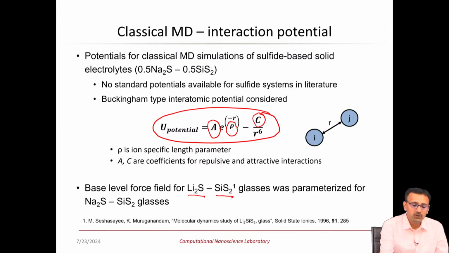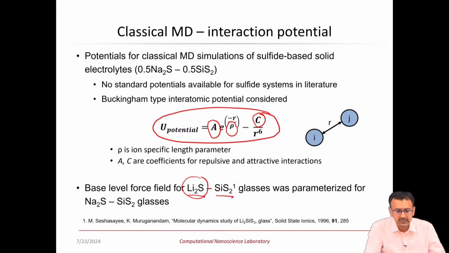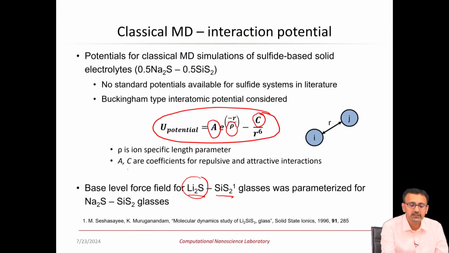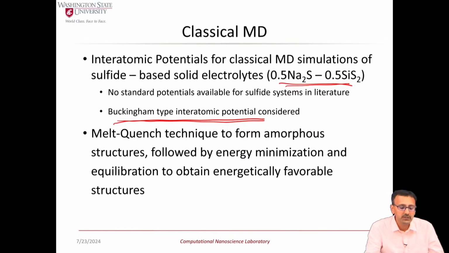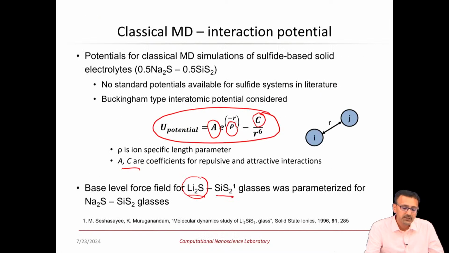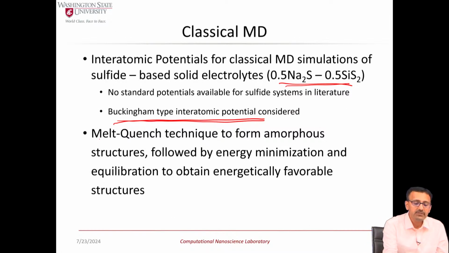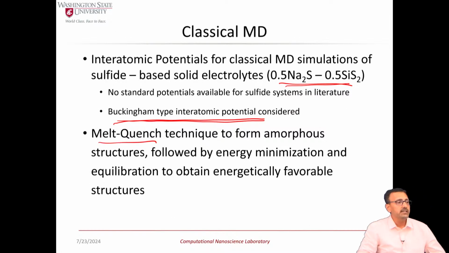So, what we did was we started off with parameters for lithium sulfide, silicon sulfide, and then we ran DFT and ab initio calculations to determine these coefficients A, C, and rho, which is the ion specific length parameter. This process is called parameterization of a pair potential, which is what you have to do if it is not already available.